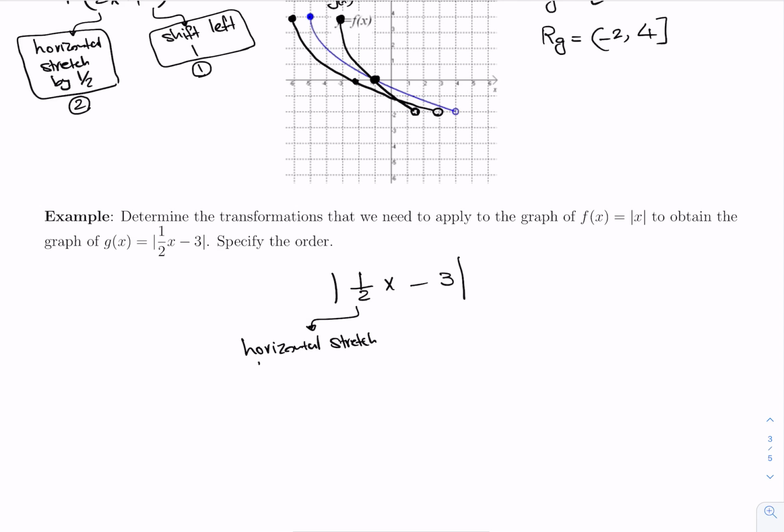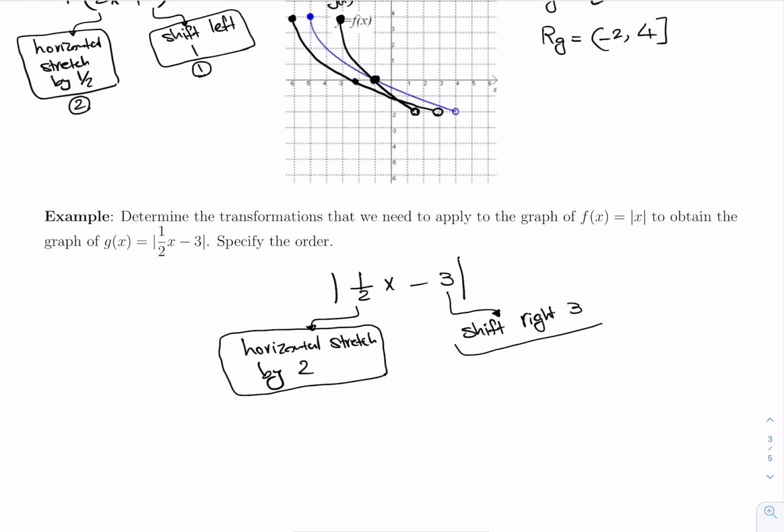by 1 over half, which is 2. So that means all the x coordinates times 2, and minus 3, which would be a horizontal shift to the right 3 units. In the proper order, we apply the shift first, and then we apply the horizontal stretch.